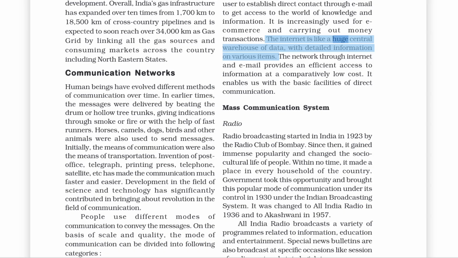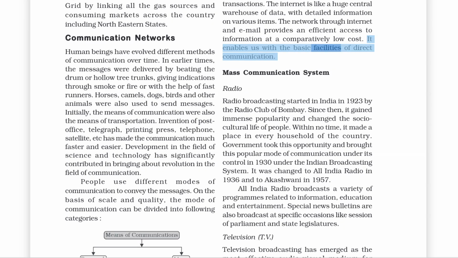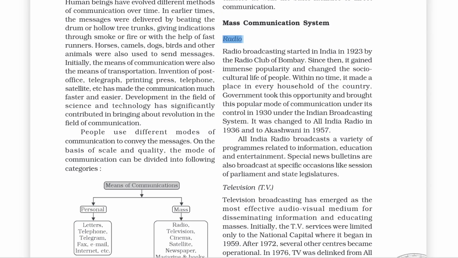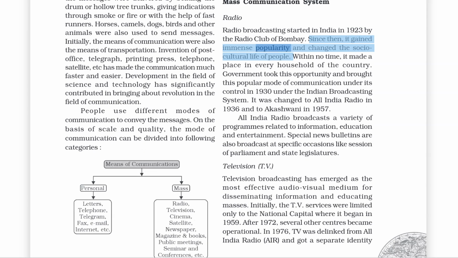The Internet is like a huge central warehouse of data with detailed information on various items. The network through Internet and email provides an efficient access to information at a comparatively low cost. It enables us with the basic facilities of direct communication. Mass communication system. Radio. Radio broadcasting started in India in 1923 by the Radio Club of Bombay. Since then, it gained immense popularity and changed the socio-cultural life of people.